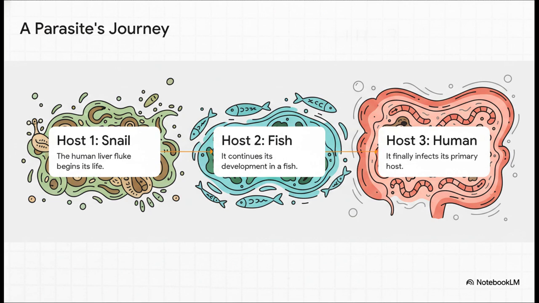And then you have parasitism, which can get unbelievably complex. I mean, just look at the life of the human liver fluke. Its life is this multi-stage journey that's totally impossible without all three of its hosts. It has to go from a snail to a fish before it can finally complete its life cycle inside a human. It's just a stunning example of that intricate dance between a parasite and its hosts.